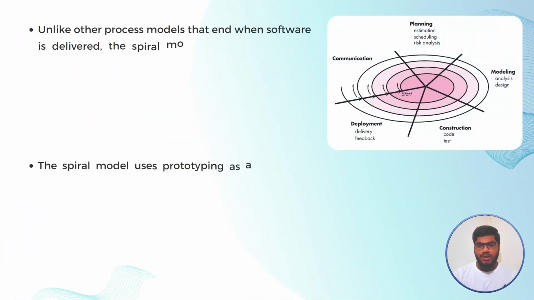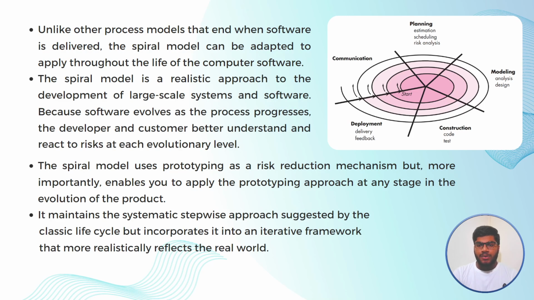Now let us discuss the architecture of the spiral model, where it begins with the communication phase, and next is the planning phase, where estimation, scheduling and risk analysis take place. Then we go to the modeling phase, where analysis and design take place, and then the construction phase, where we optimize the code and test that code. At last we go for the deployment phase and delivery, and we take the feedback.